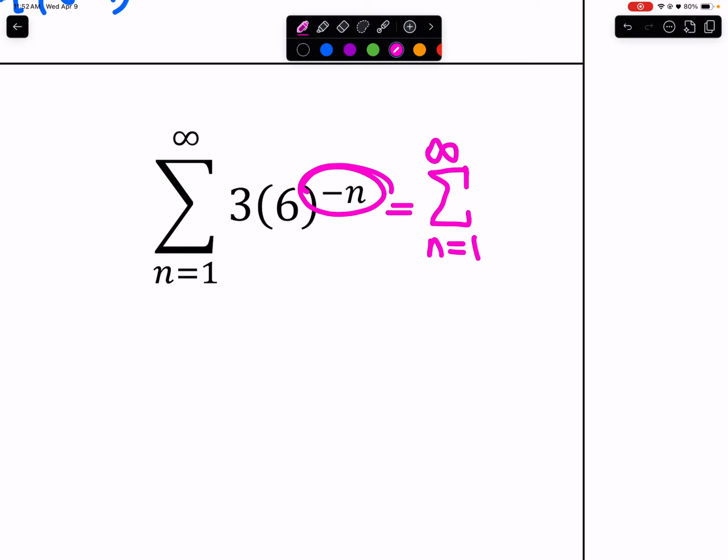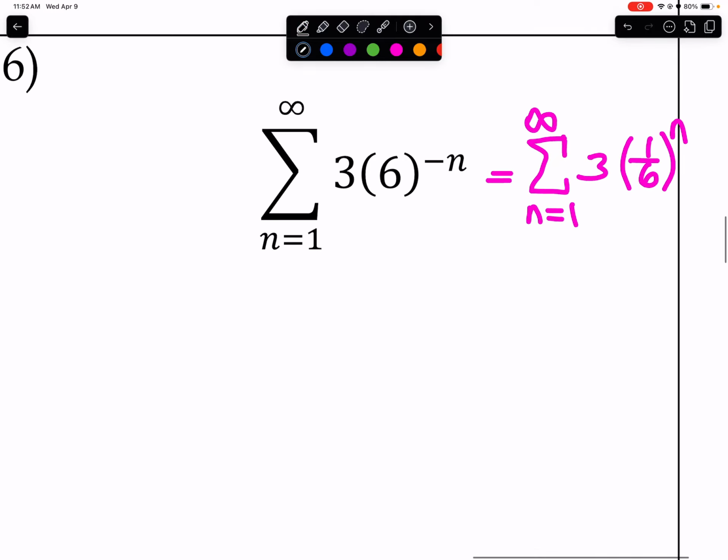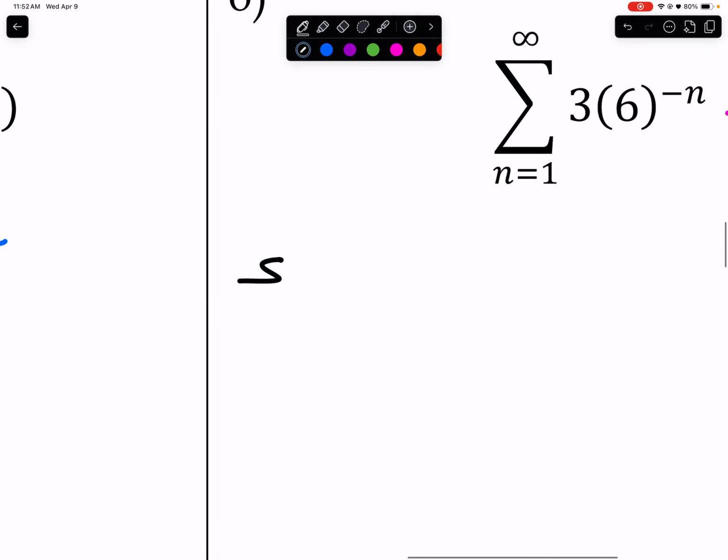Now, this negative exponent tells me I'm actually going to find the reciprocal, so I can make it positive. So this is going to be 3 times 1 over 6 raised to the n. So in order to find my infinite sum, I need to do the value of the first term over 1 minus r.